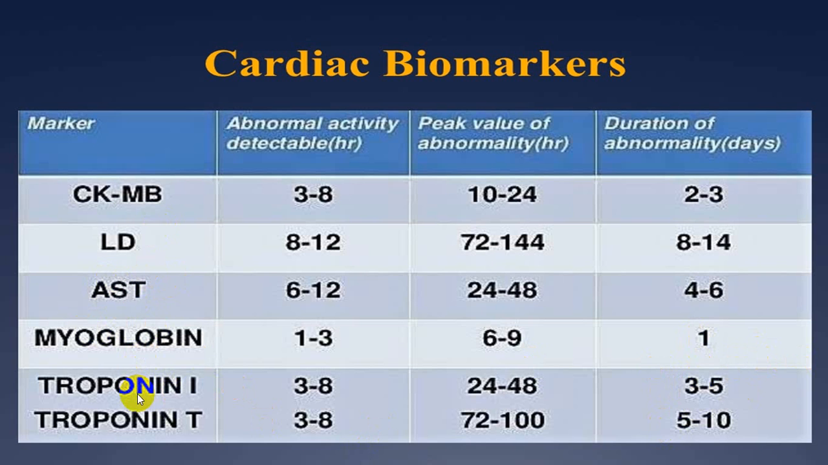We do troponin or CPK-MB, and CPK-MB will be elevated in 3 to 8 hours, while troponin will also be elevated from 3 to 8 hours. The peak value of abnormality for troponin will be maximum between 24 to 48 hours, while CPK-MB peaks within 24 hours, but it will wear off a little earlier as compared to troponin.